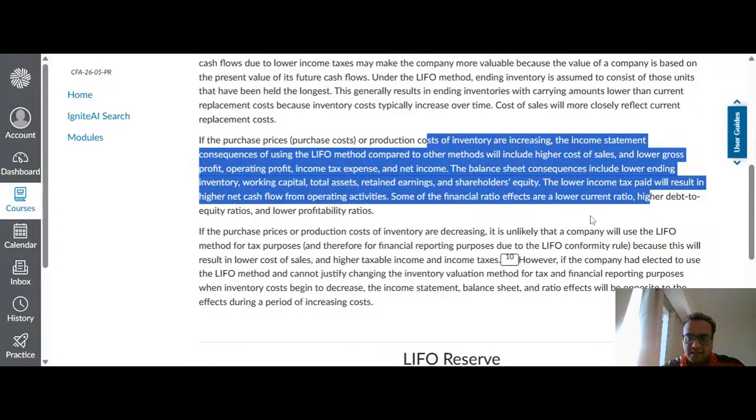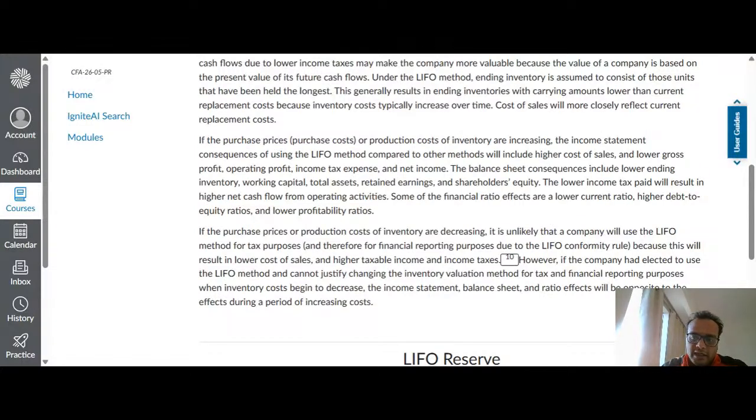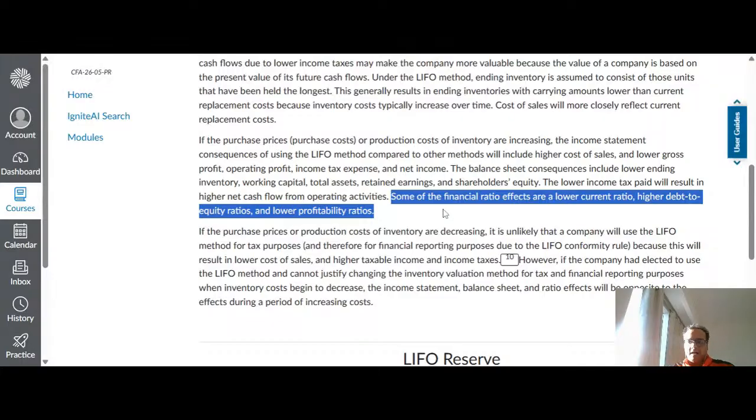Let's understand the last statement. Some of the financial ratio effects are on account of LIFO, where the cost of goods is increasing, is that your asset, your inventory value, is lower. Because your inventory value is lower, your current asset is lower, and because your current asset is lower, your current asset divided by current liability, which is your current ratio, will be lower.